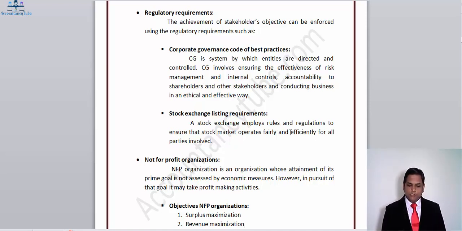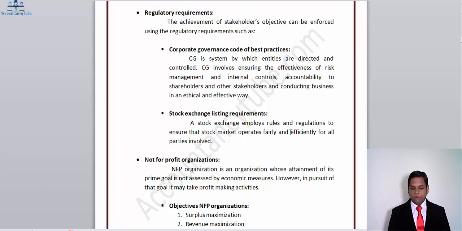The Code of Corporate Governance is a system by which entities are directed and controlled. As I've just told you, it is the code given by the SECP to encourage segregation and fairness among the BODs. After that, the Code of Governance involves ensuring effectiveness of risk management and internal controls, accountability to shareholders and other stakeholders, and conducting business in an ethical and effective way. The core of the Code of Corporate Governance is ethics. So decisions taken by the BOD or by the organization should comply with the ethical requirements.